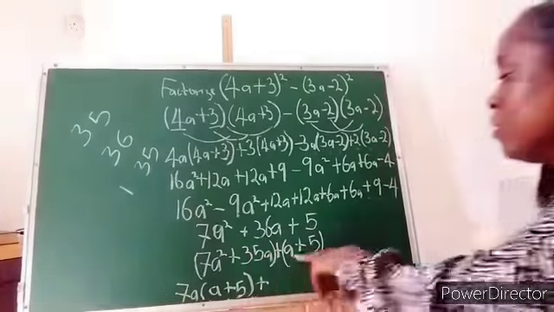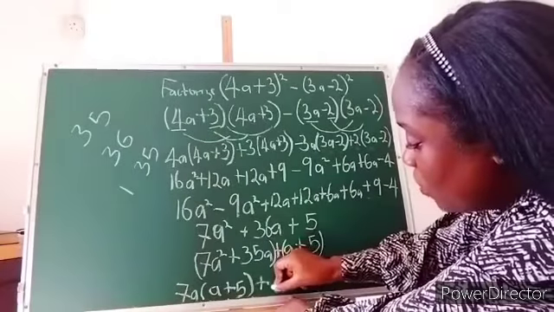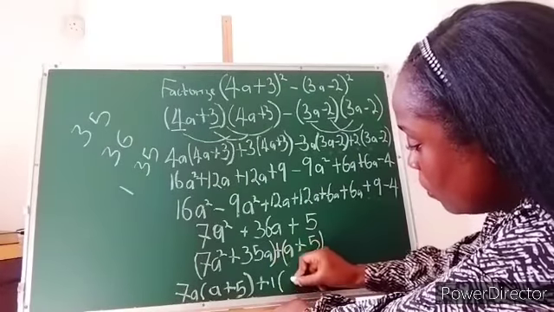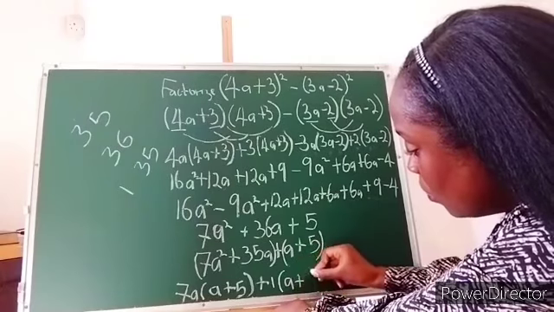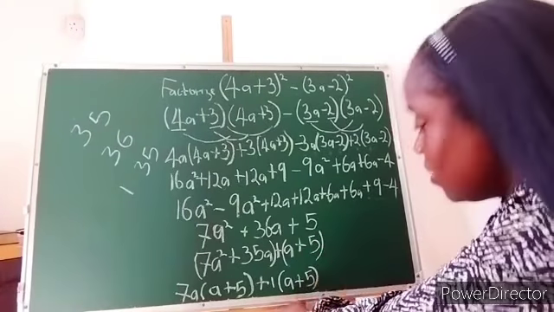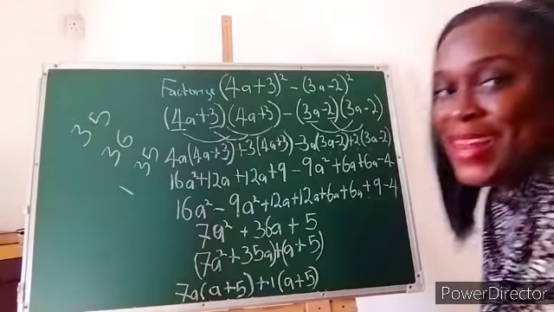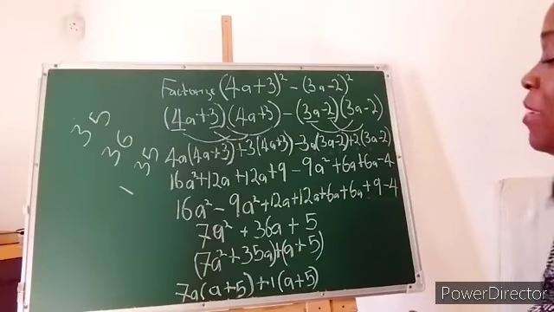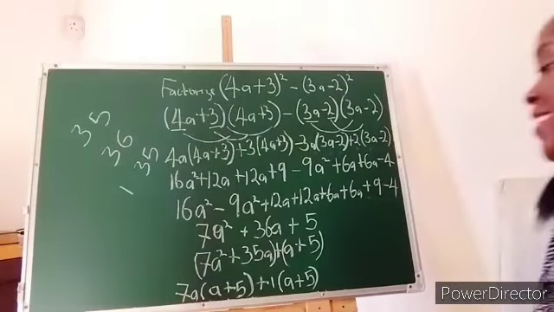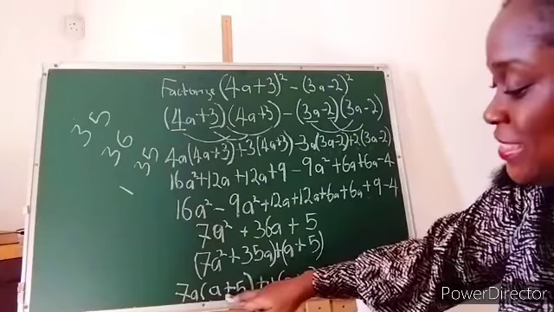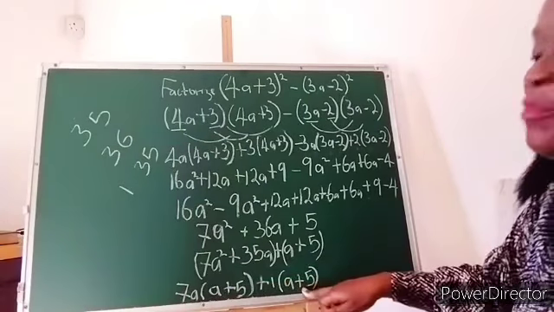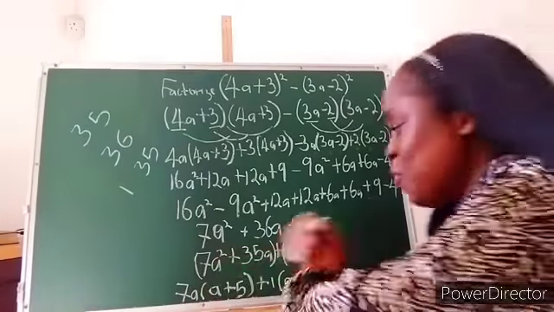Plus, nothing dey here. The only thing wey fit comot for this thing na 1. So we say a plus 5. Hey, this problem, I like this problem. This problem is sweet. So wetin come happen now? You say, see say a plus 5 dey here, a plus 5 dey here. So we go group am together.